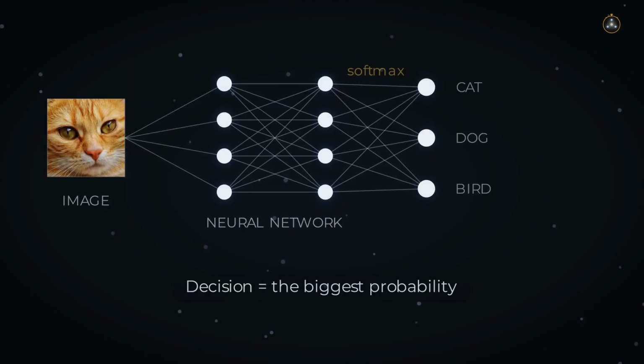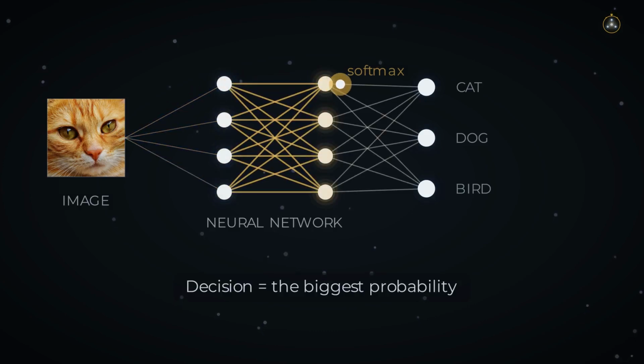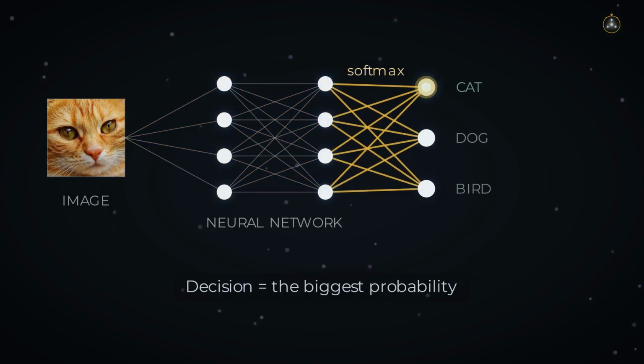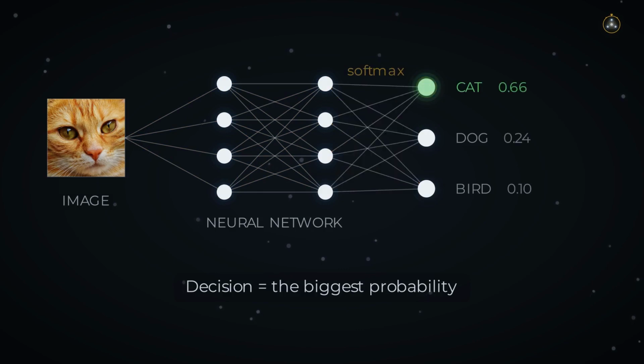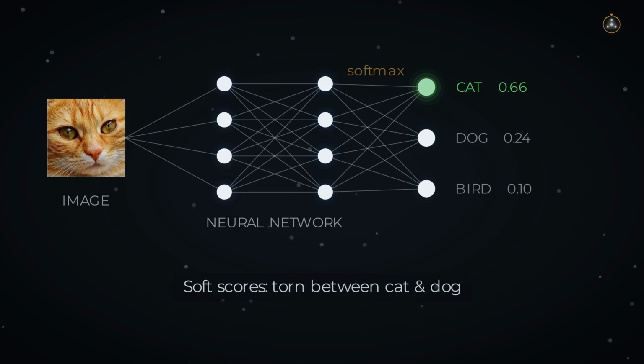Reading the answer is easy. Pick the biggest. Cat, 66% wins. And that number is the confidence. The network is 66% sure it's a cat. We keep all 3 numbers, not just the winner. They show the network was a little torn between cat and dog. That soft confidence is exactly what we grade next.